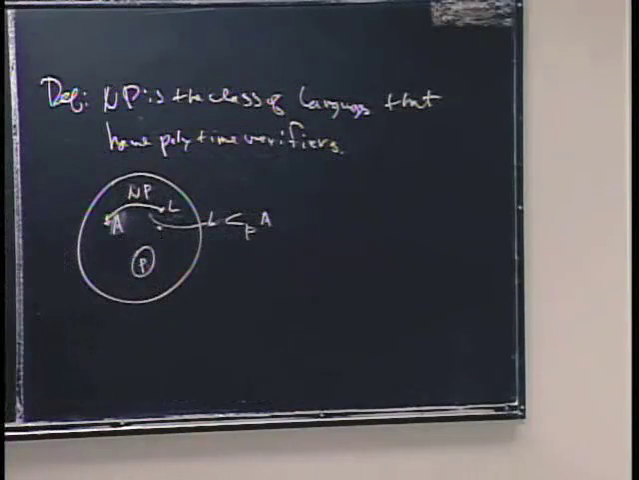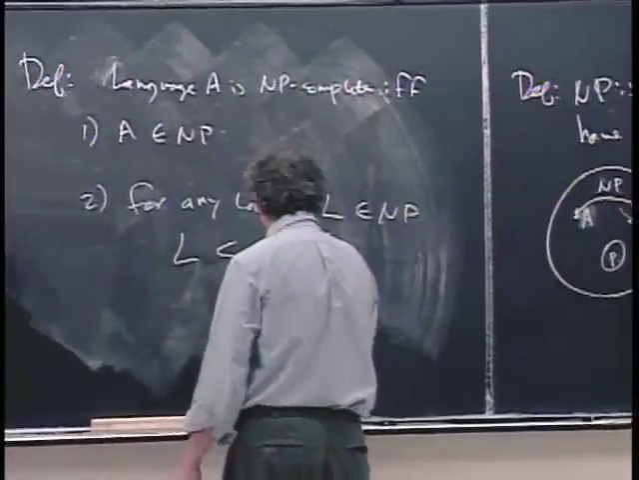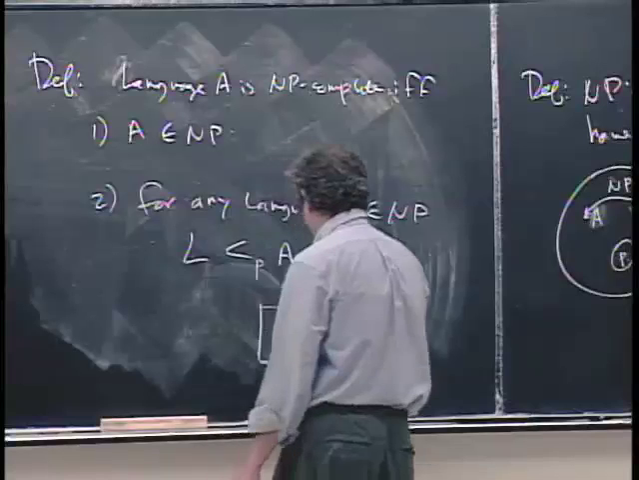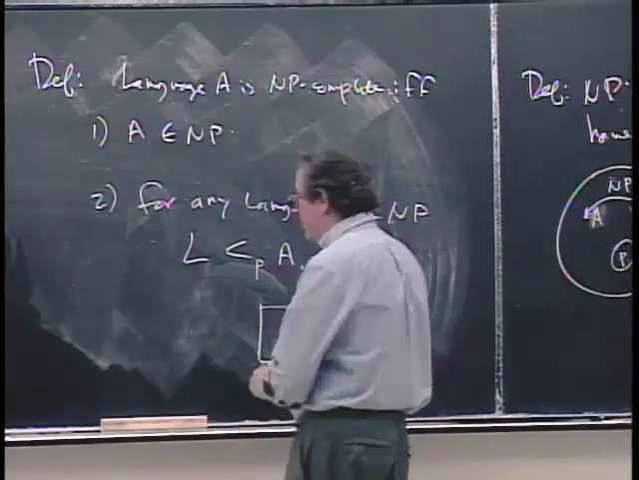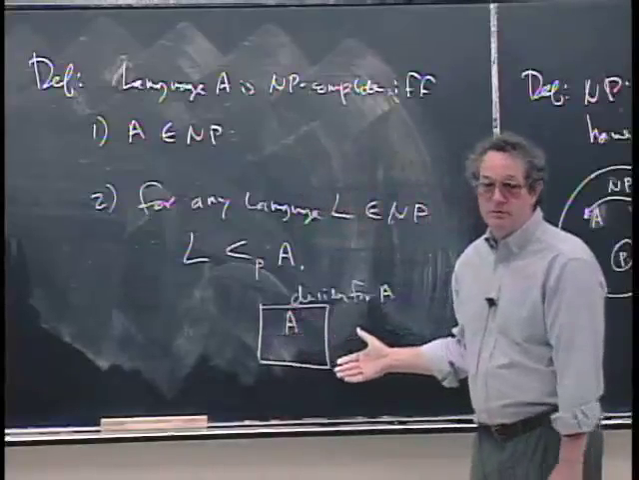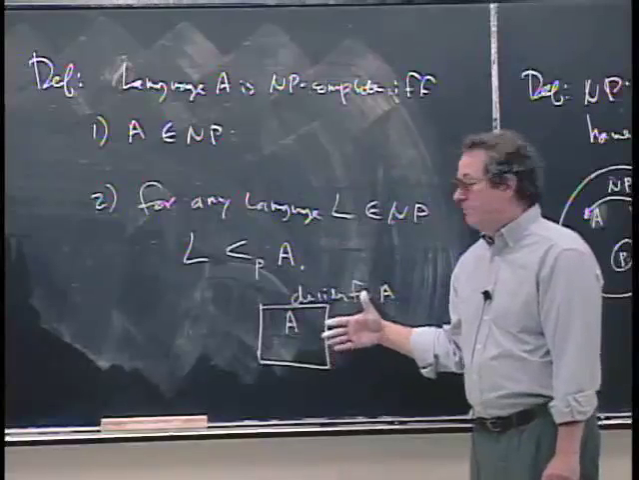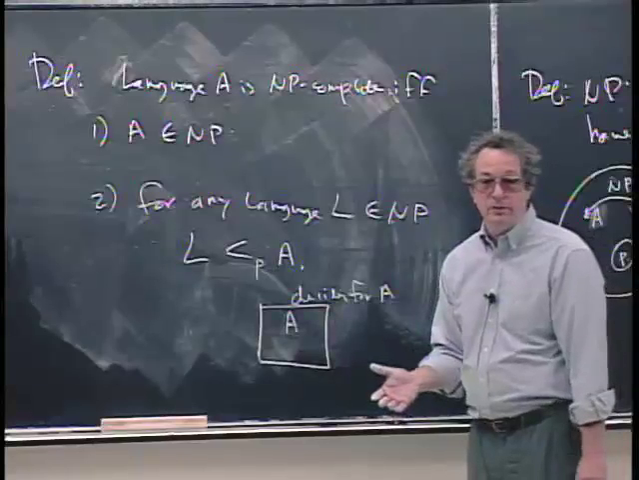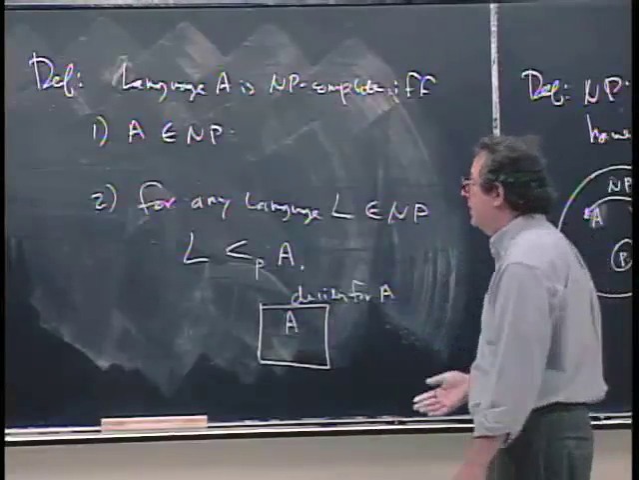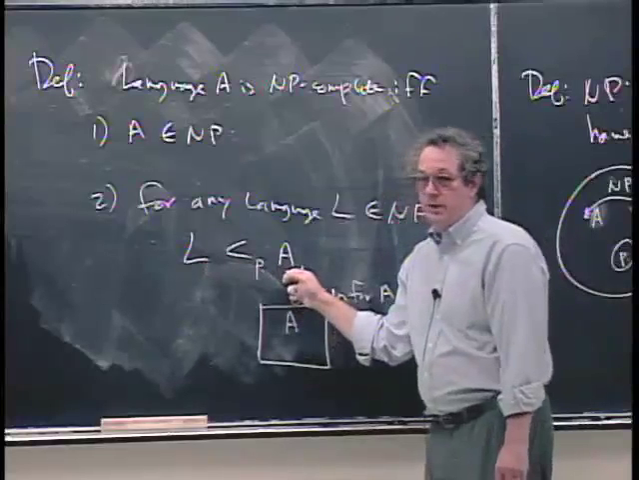It means, when you have a decider for A, and A is NP-complete, you can build on top of it. You can build on top of this decider a decider for any other language in NP, because for any other language L in NP, L reduces in polynomial time to A.